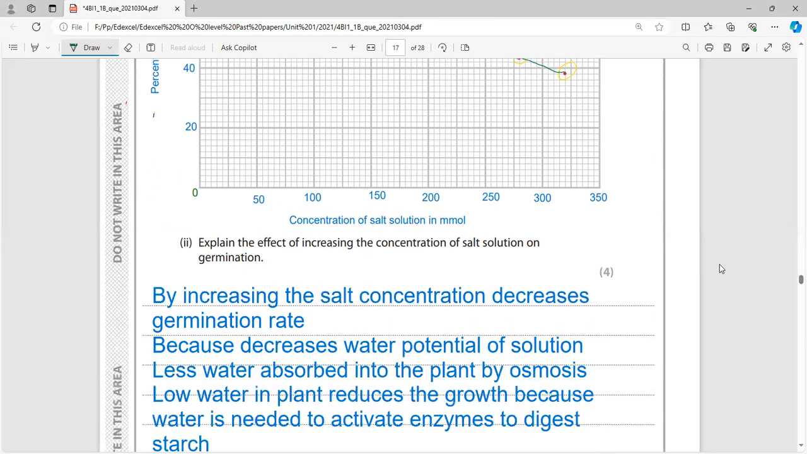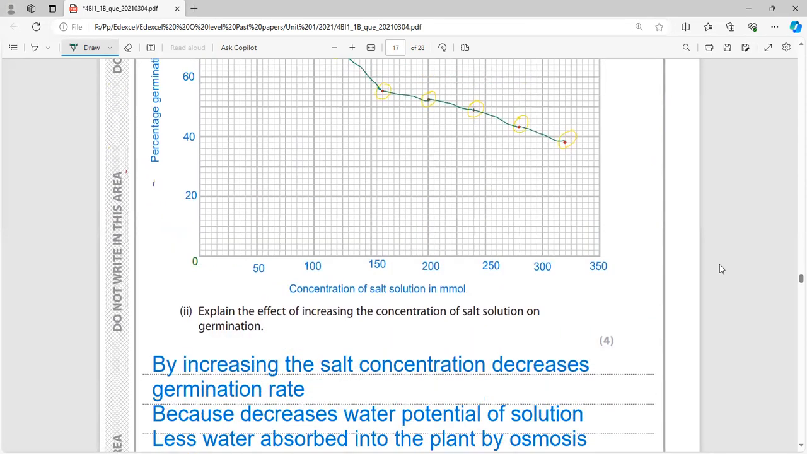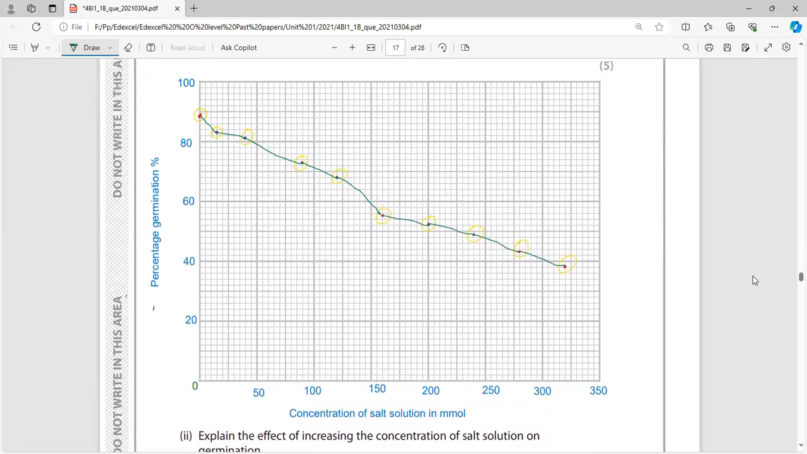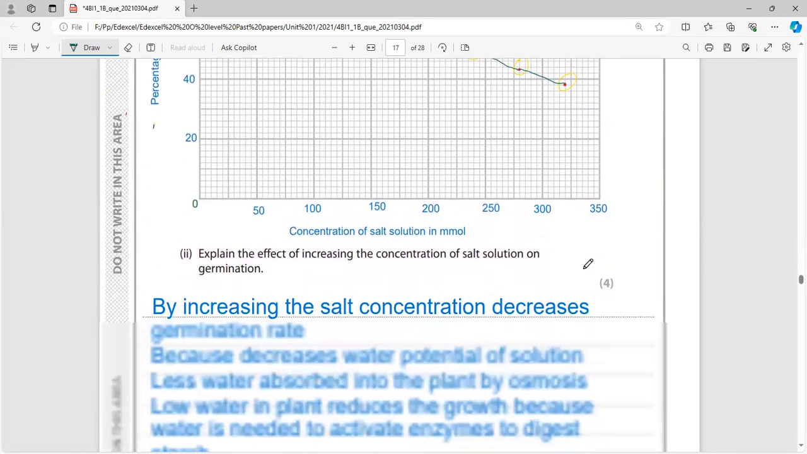So we're going to describe this graph first. Explain the effect of increasing the concentration of salt on the germination. So for the overall result, you need to explain. Explain means you need to describe the result, number 1, and you need to give a reason for it, number 2. Sometimes the students are only describing and they're not giving a reason. So in that way, they cannot get full marks. Second, you need to give data, whatever the data is given there, you need to give a reference of this graph and the reason for that.